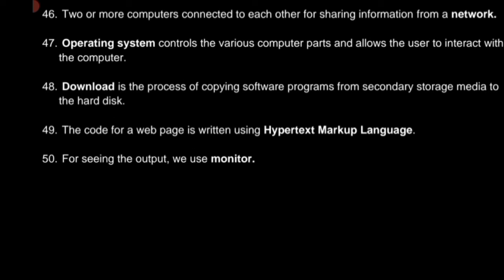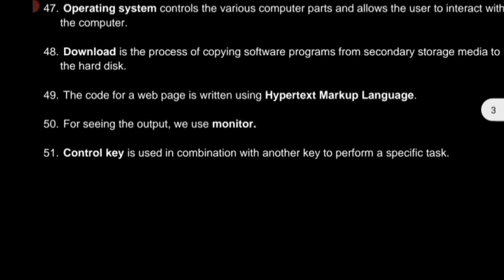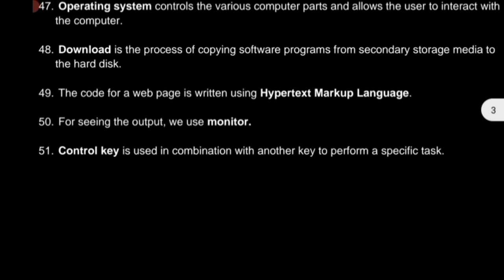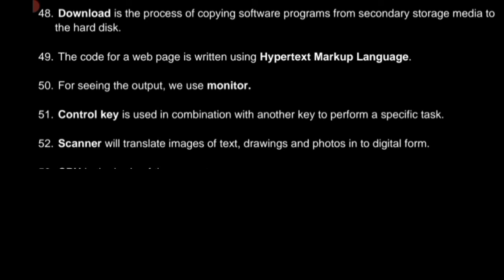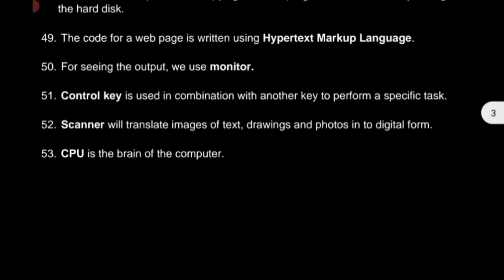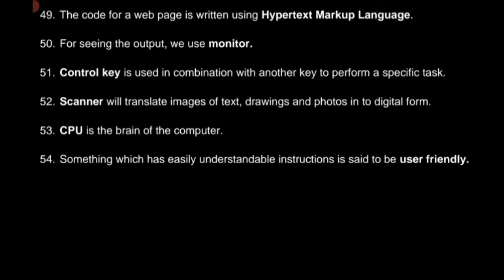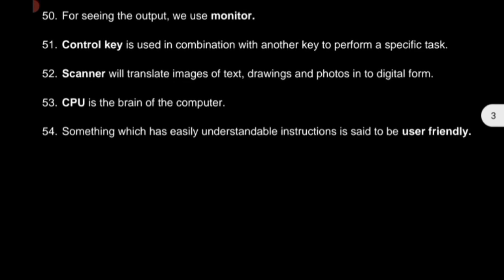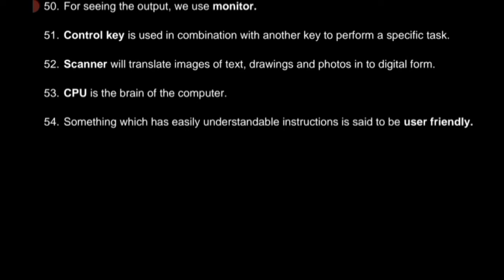46 point is two or more computers connected to each other for sharing information form a network. 47 point is the operating system controls the various computer parts and allows the user to interact with the computer. 48 point is installation is the process of copying software programs from secondary storage media to the hard disks. 49 point is the code for a web page is written using hypertext markup language. 50 point is for seeing the output we use a monitor.